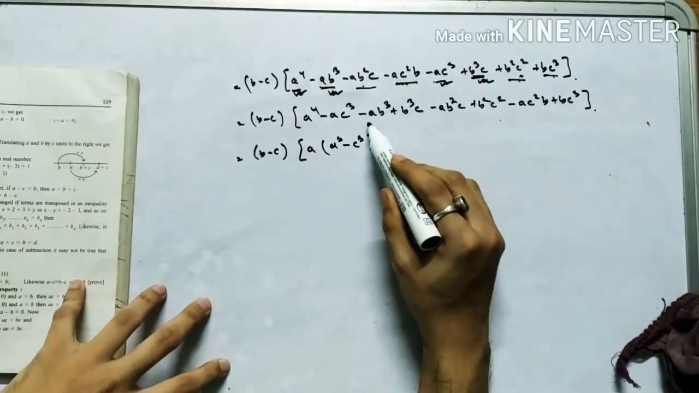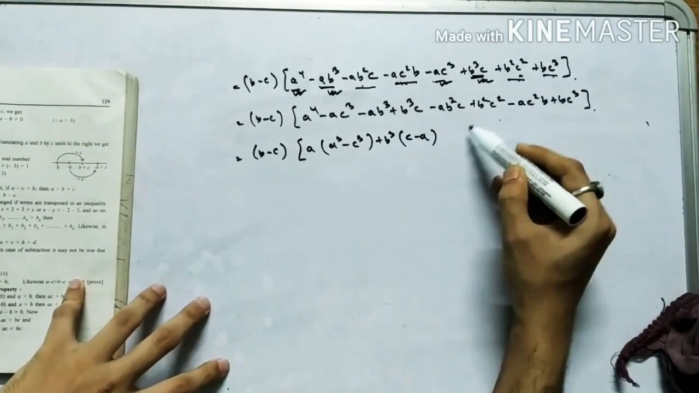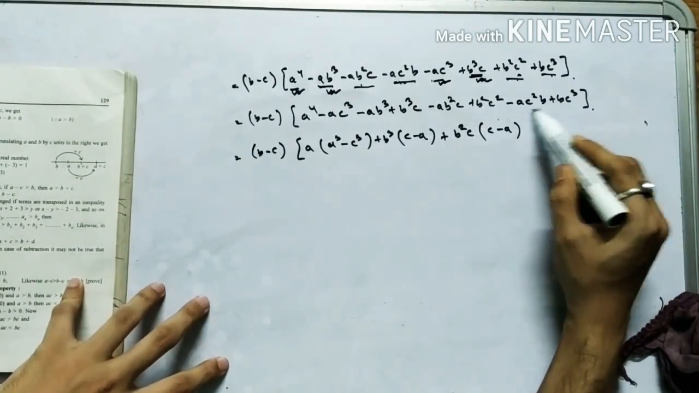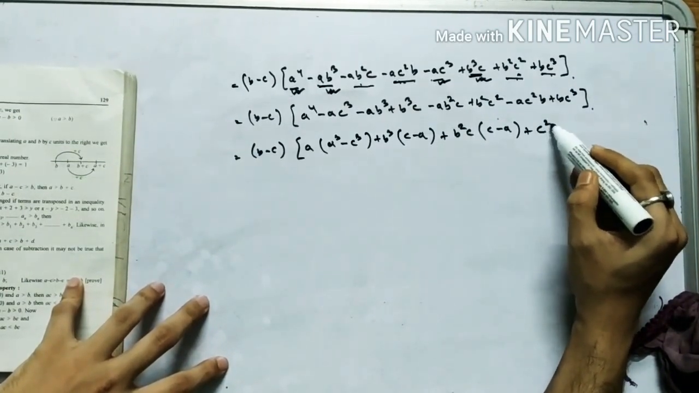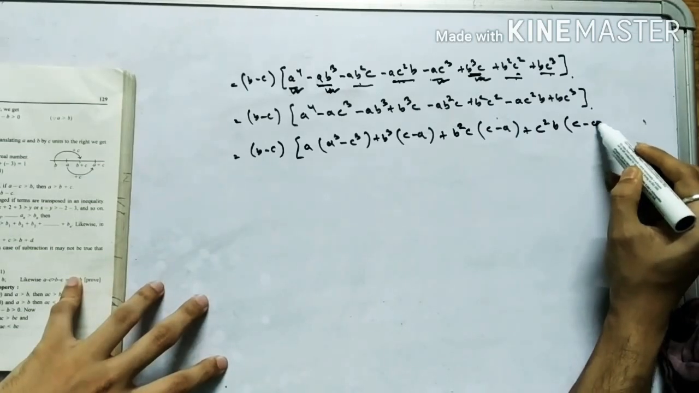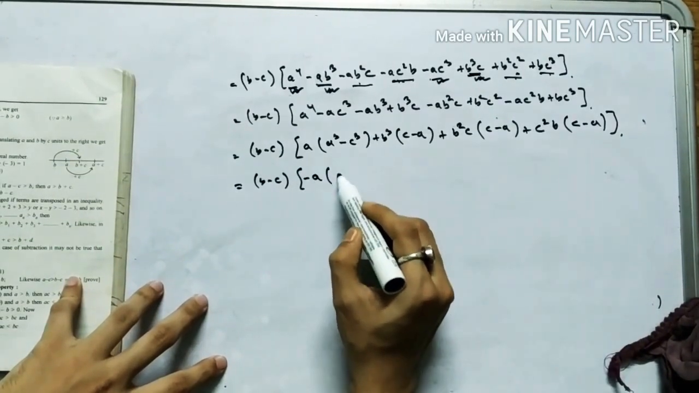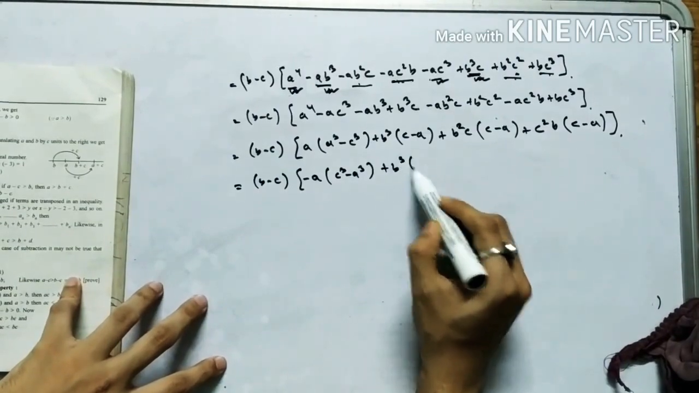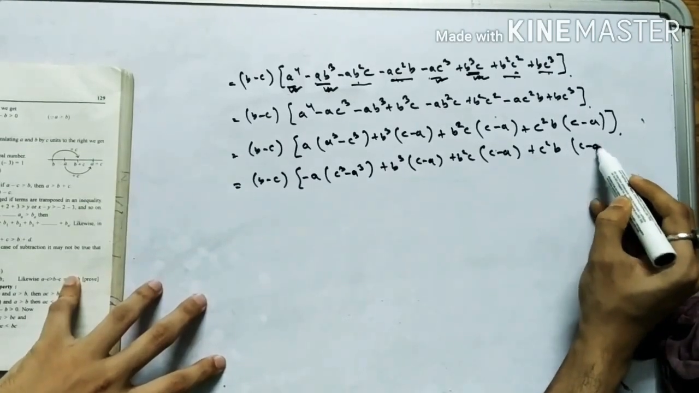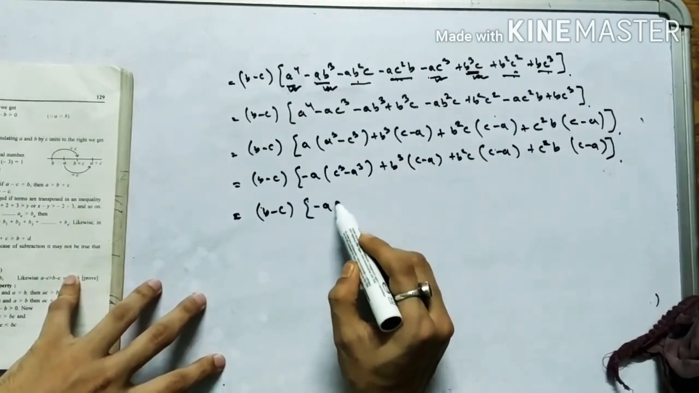Okay, and from here I can take plus B cube common, then I get C minus A. From here I can take B square C common, I get C minus A. And from here again I can take C square B common, so in here I get C minus A. Now B minus C, if I take minus A common, this becomes C cube minus A cube plus B cube, C minus A, plus B square C, C minus A, plus C square B, C minus A.